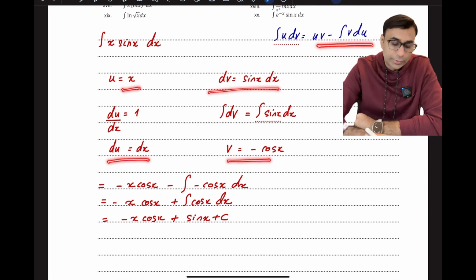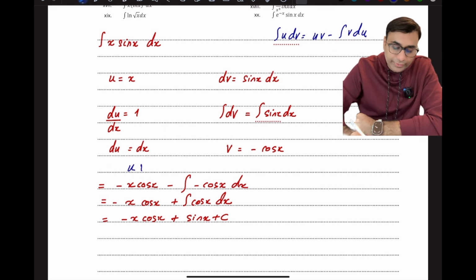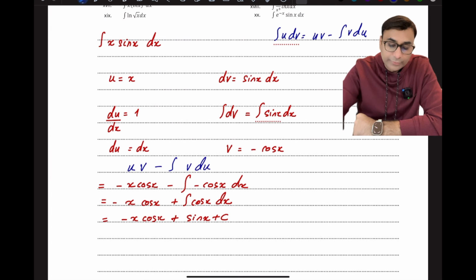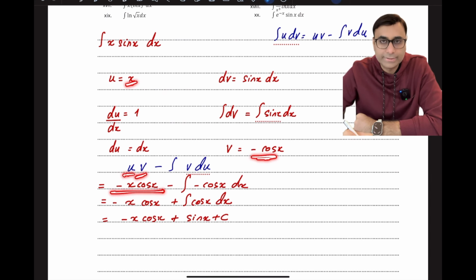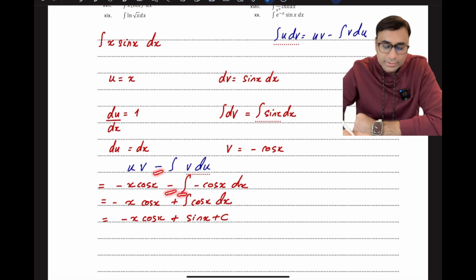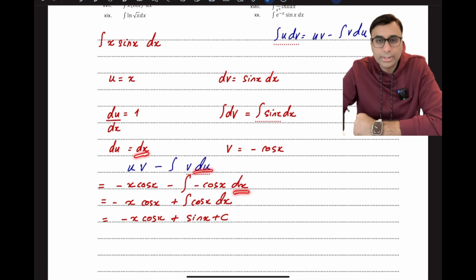So the formula goes: uv minus whole integral of v du. In place of u, I'm going to write x. In place of v, I'm going to write minus cos x. So my first term is going to be the product, minus x cos x. Then I have a minus sign from the formula, an integral sign, and then I put v again, which is minus cos x. And then I have to put du, which I've just found out as dx. So du comes out to be dx.